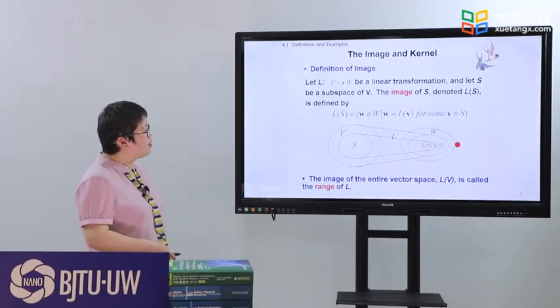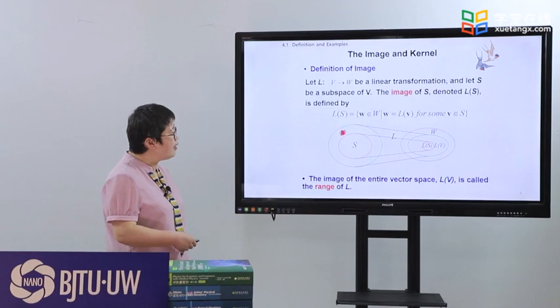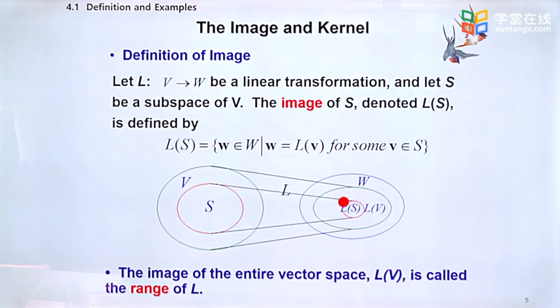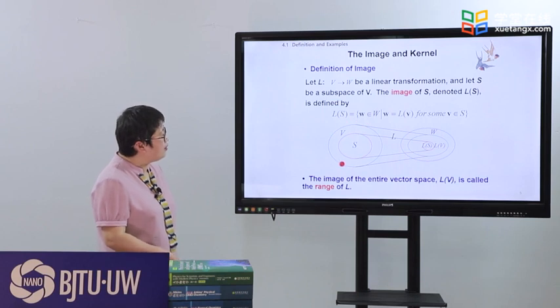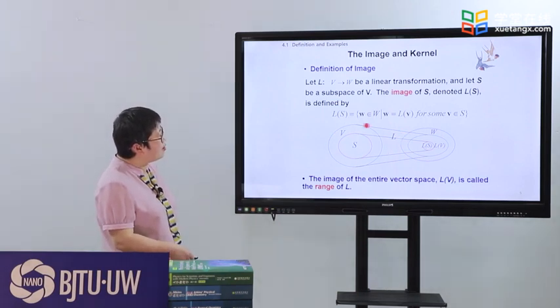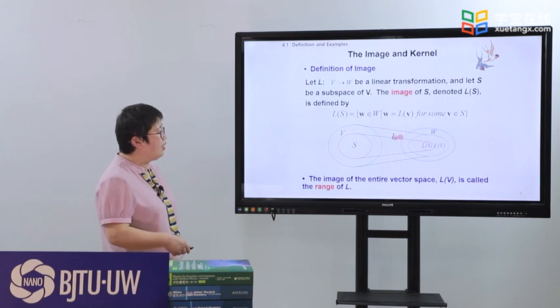We see this figure. We have a subspace S in V, and using L on the vectors in S, you will get a set of vectors in W. We call it L(S), and L(S) is called the image of S with respect to this linear transformation L. The image of the entire vector space V, L(V), is called the range of L. So the range of L means you apply this operator on every vector of the original vector space, and you will get this L(V). This is the range of L.